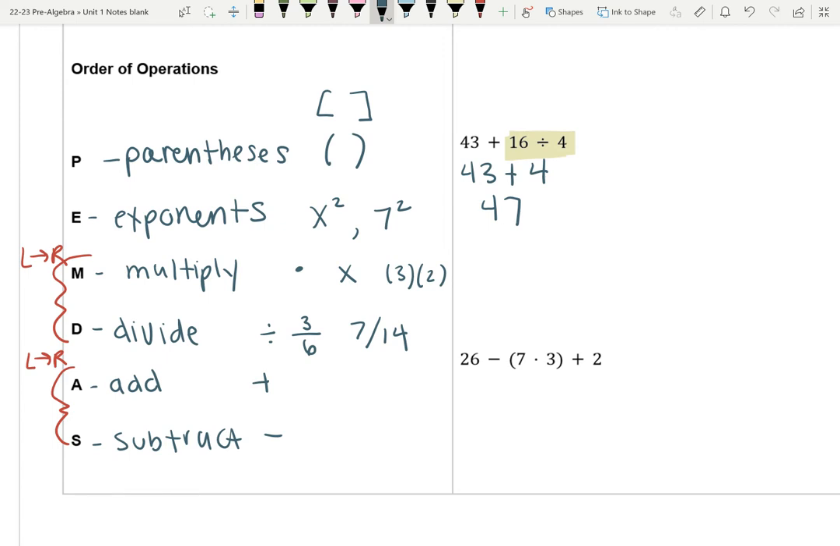Okay, on the next one, I see subtraction, I see multiplication, I see addition, but I also see a set of parentheses. So I have to deal with that first. So always deal with the inside of your parentheses first. So I'm going to have 26 minus, and then 7 times 3 is 21, and then plus 2. So then I have 26 minus 21, and then plus 2. So I'll just start with this part first. So 26 minus 21 is going to leave me with 5, and then 5 plus 2 is 7.